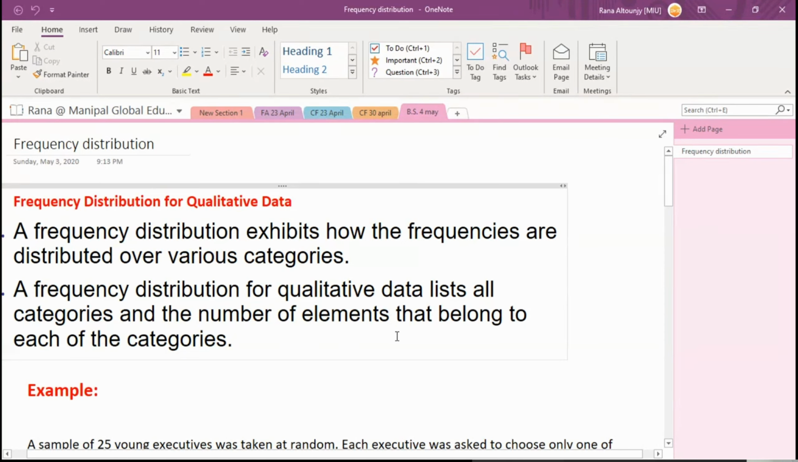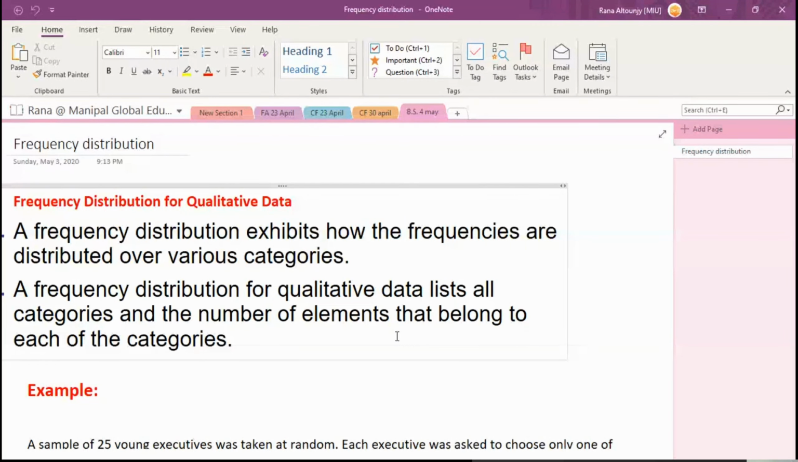So, what is frequency distribution? We have it for two things, for qualitative data and quantitative data. I think you remember that we have two types of data, qualitative data and quantitative data. So frequency distribution is applied for both types of data.